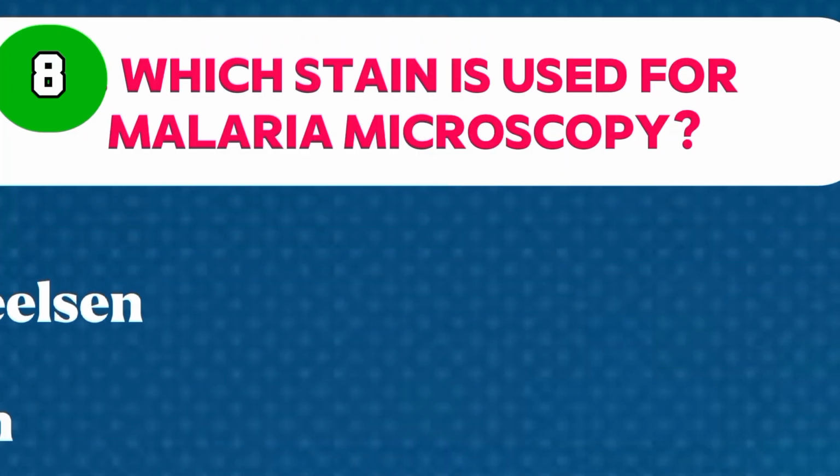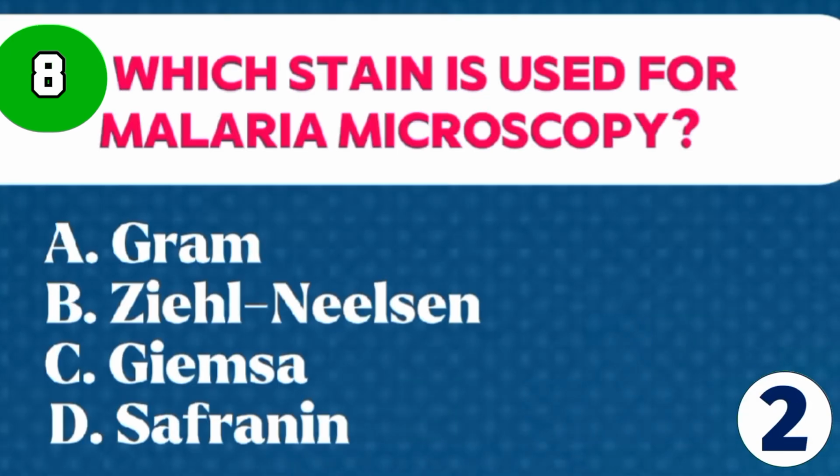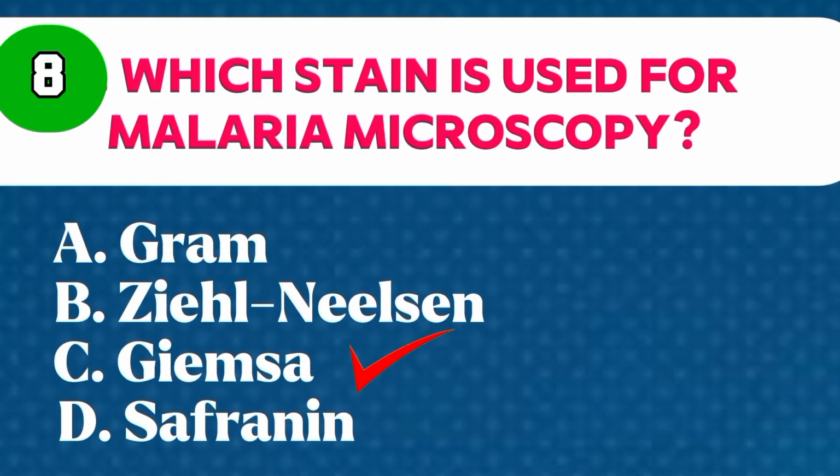8. Which stain is used for malaria microscopy? A. Gram. B. Ziehl-Neelsen. C. Giemsa. D. Safranin. The answer is C. Giemsa.